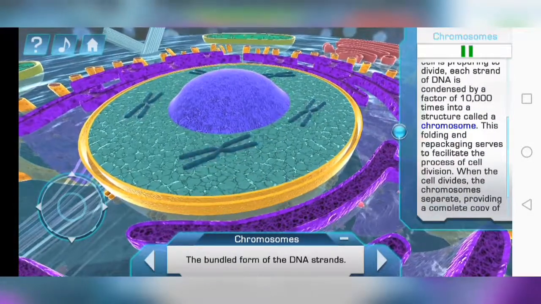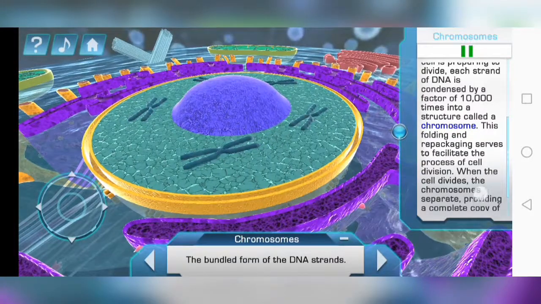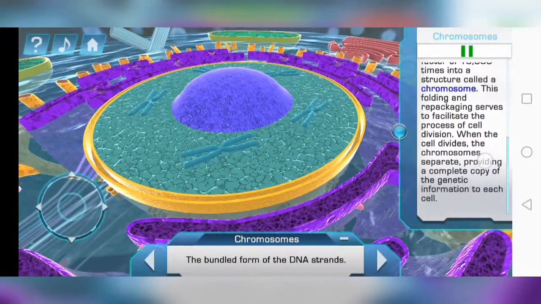When the cell divides, the chromosomes separate, providing a complete copy of the genetic information to each cell.